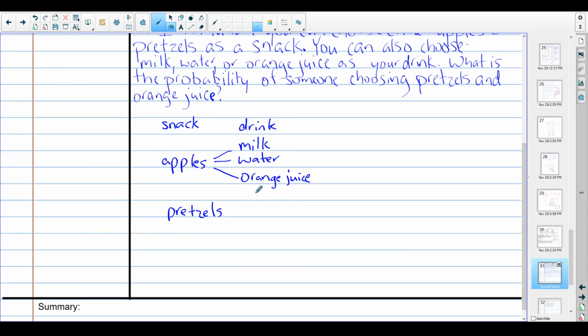It'll be okay. Alright, what if we picked pretzels as our snack? Does that change what we pick as our drink? And the answer is no. So we could still get milk, or we could get water, or we could get orange juice. And this is the full list. This is every possible way that you can put together your lunch given the options provided.